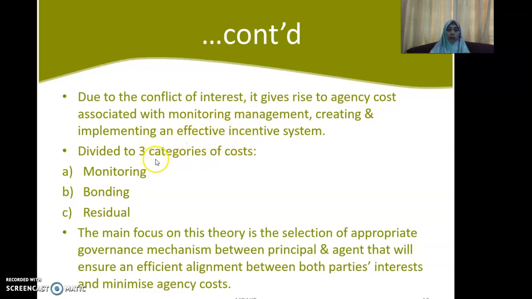These costs are divided into three categories, which are monitoring, bonding, and residual. The main focus of this theory is the selection of an appropriate governance mechanism between principal and agent that will ensure an efficient alignment between both parties' interests and minimize the agency cost. So do you understand what basically is agency theory? What agency theory is all about?